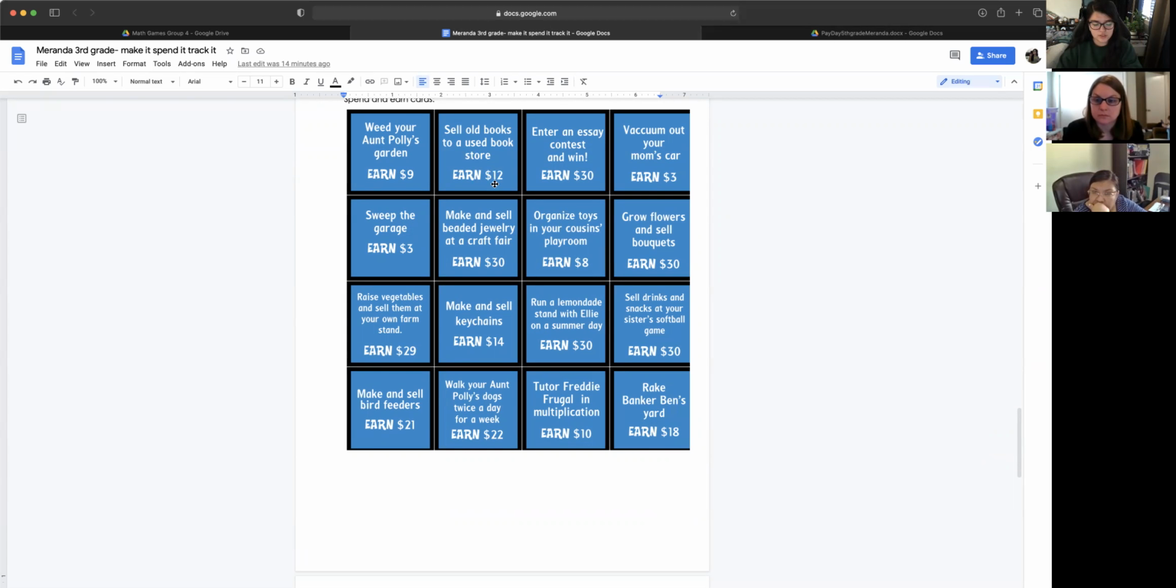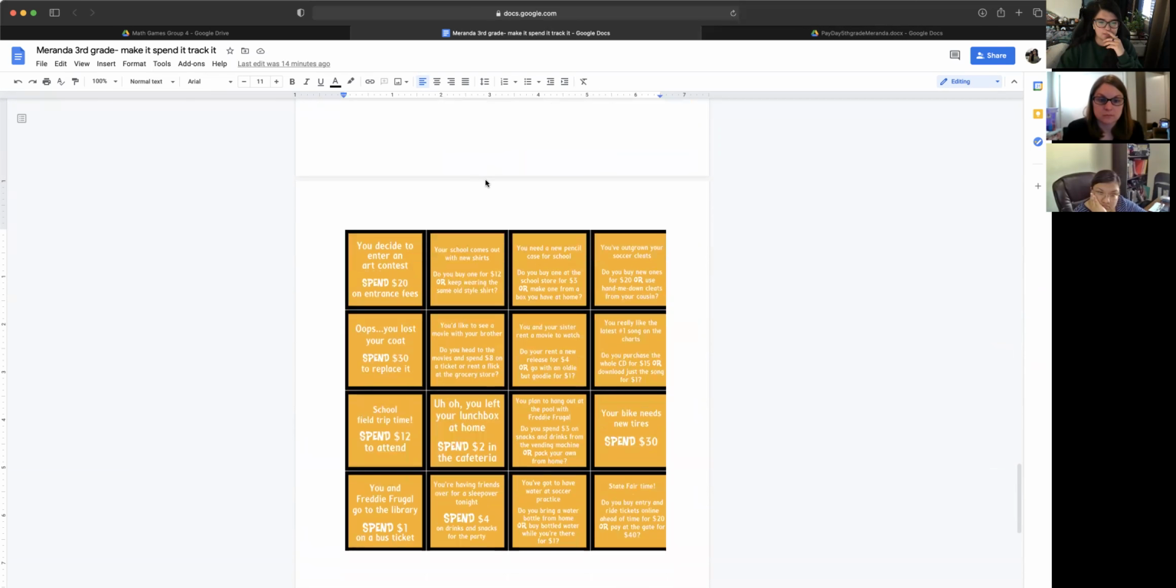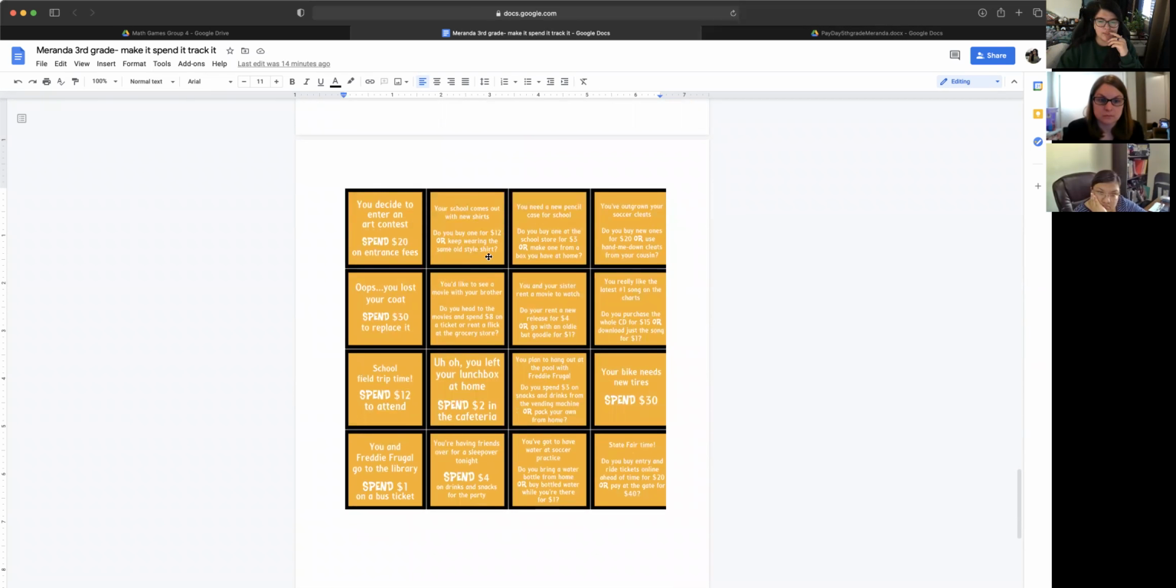Each student will start out with a set amount of money, kind of like Monopoly, and they'll have to earn more money or spend their money. The same goes for the spend cards. Some of them give them a choice and some of them don't.